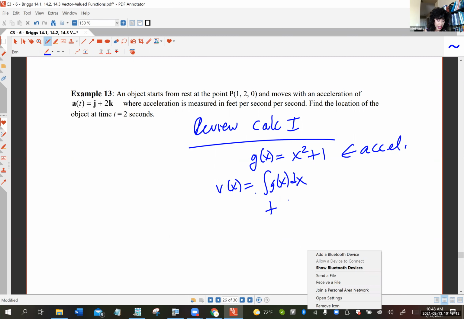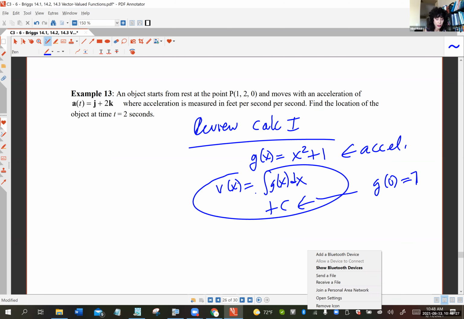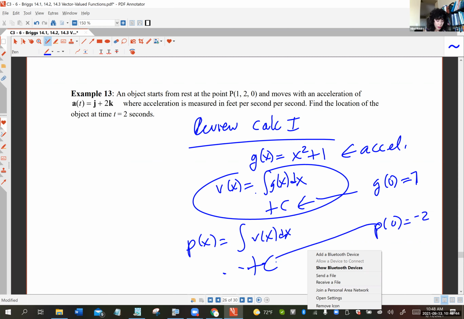And then you'd have a plus c, but then you would figure out the plus c given some initial condition, where they would tell you, well, the acceleration evaluated at 0 is some number like 7. And then you can use that to get your particular solution for your velocity. And then ultimately your position function was equal to the integral of velocity. And then you'd also end up getting something plus a c. But then you'd be given some initial position. I'm just going to make something up like -2. And that would help you find the other plus c. And then you'd be done.